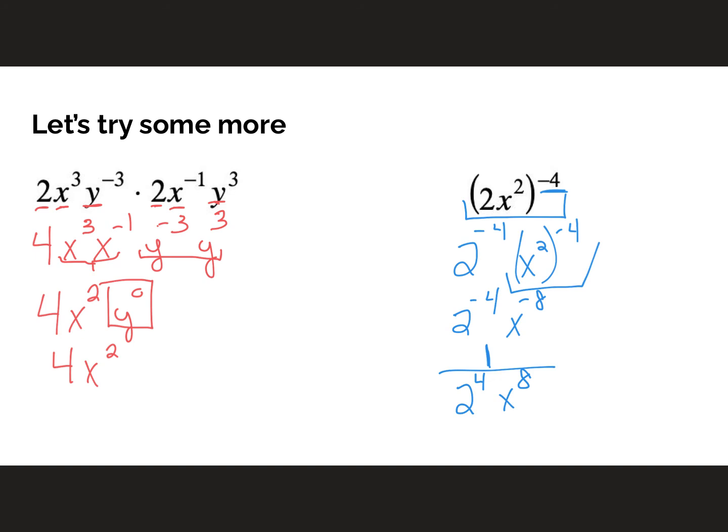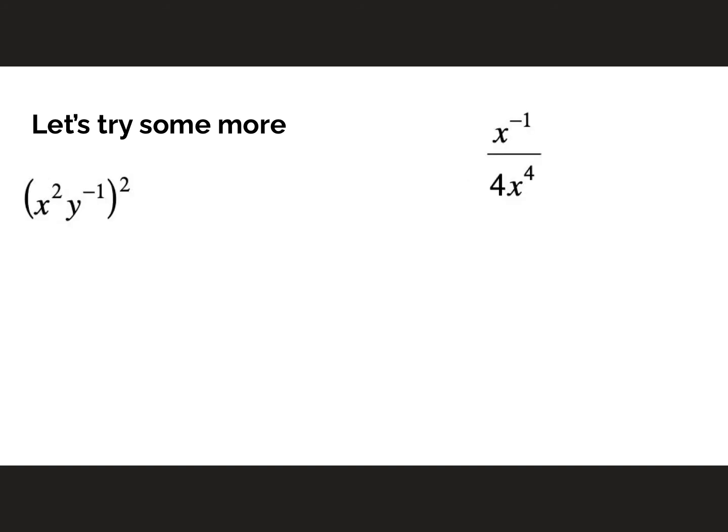Okay, so the negative power just means it goes to the bottom of my fraction. Okay, a couple more. This first one again, I'm going to give the 2 to each of these. I'm going to separate them. So I have x squared raised to 2nd power. And then I have y to the negative 1 raised to 2nd power. I'm going to multiply my exponents. So I have x to the 4th power times y to the negative 2nd power.